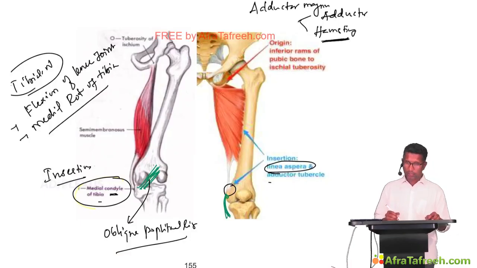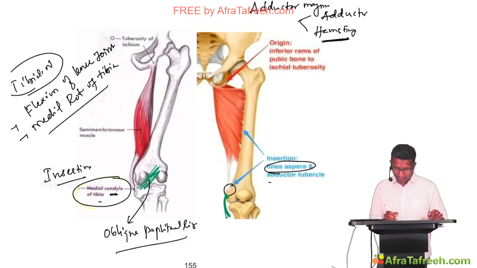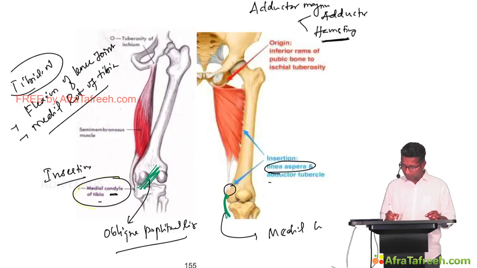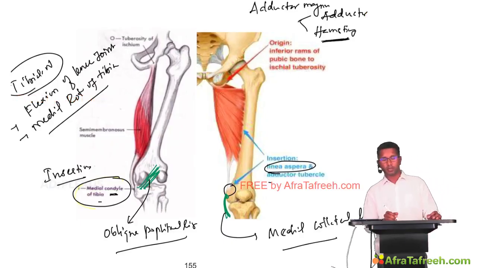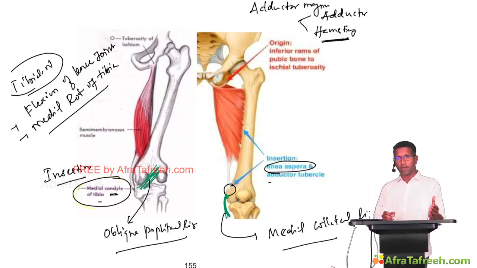Can anybody tell me what the ligament is called, the remnant of the adductor magnus muscle? Very good, Anashwara. It is the medial collateral ligament of the knee joint. Very good, guys. The medial collateral ligament of the knee joint is nothing but a remnant of the adductor magnus muscle. So what is the attachment? The adductor magnus is attached to the linea aspera. The end attachment is to the adductor tubercle.